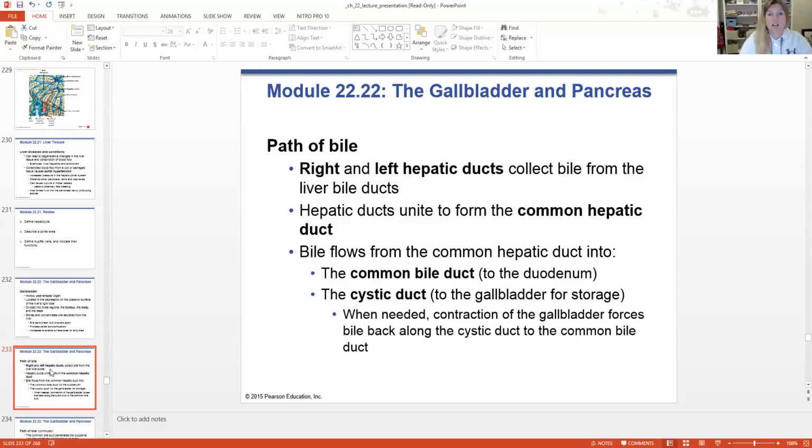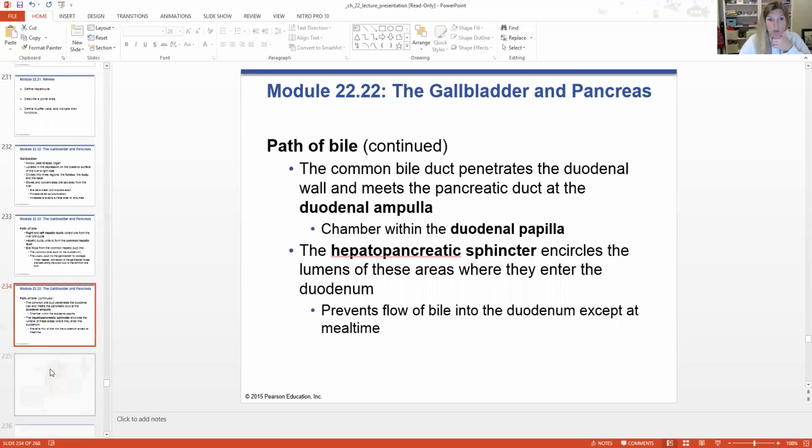So the cystic duct, when needed, can actually push and remove bile back from the gallbladder. So again, the cystic duct is kind of like a two-lane highway into and out of the gallbladder. It fuses back in with the common bile duct to go into the duodenum during the digestive process.